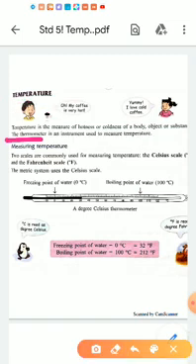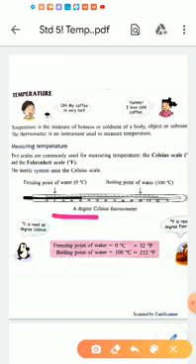Thermometer is an instrument which we use to measure the temperature. Two scales are commonly used for measuring temperature. The one is Celsius scale and the other is Fahrenheit scale. It means the units we generally use for measuring the temperature are degree Celsius and degree Fahrenheit.